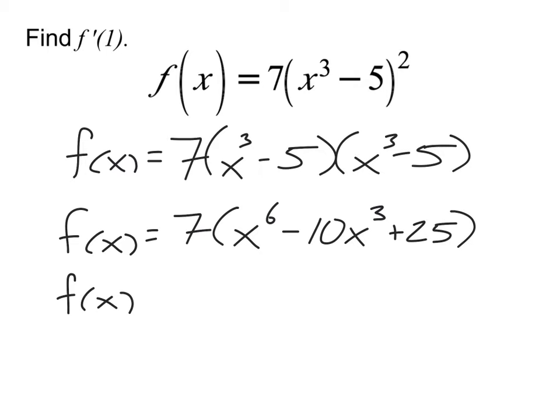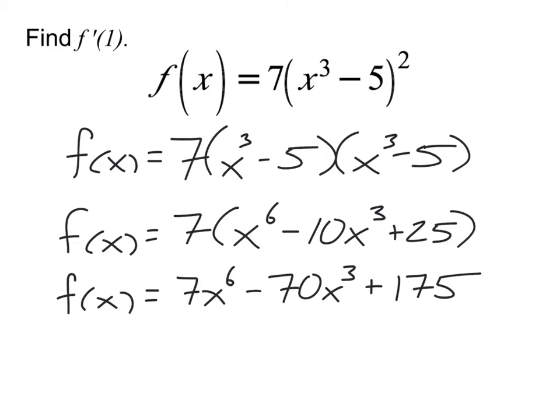Now, we're still not done yet in terms of getting it ready just to be able to take the derivative. We still got to distribute in that 7. And so I'm going to turn this then into 7x to the 6 minus 70x cubed plus 175. Now, that's a lot easier to find the derivative. So if you haven't yet gotten that part, go ahead and find that derivative from there.